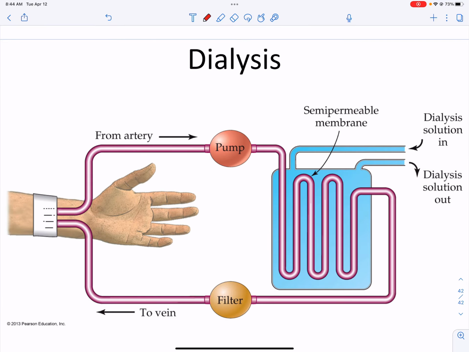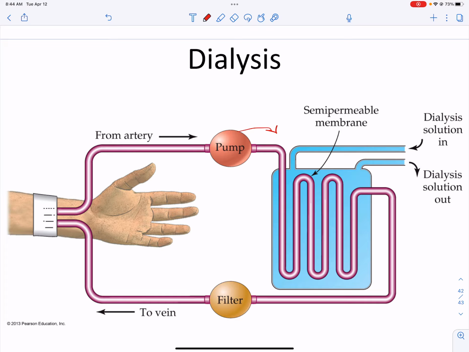So last slide here. This is how dialysis works. People who have kidneys who can't filter out their blood for them, kidney failure, they will have their blood removed from their body via a dialysis pump. That pump will then take that blood, pump it into a dialysis solution.